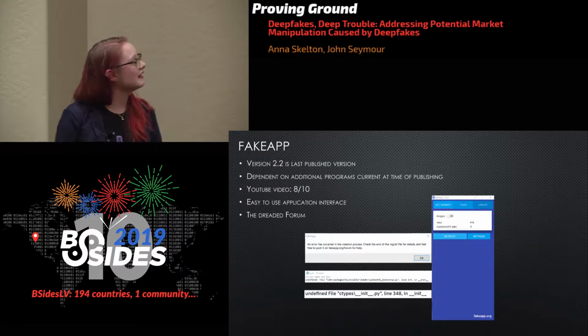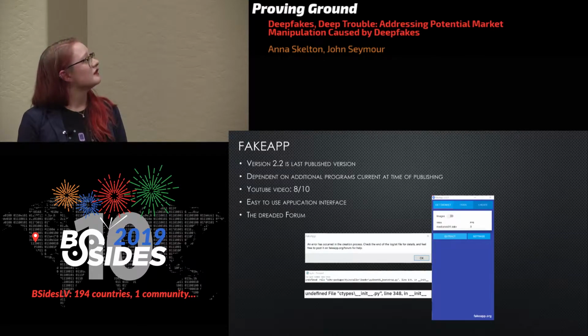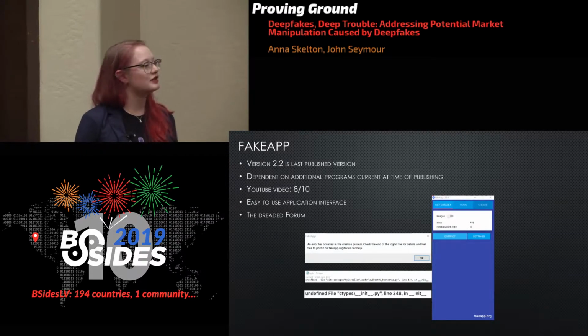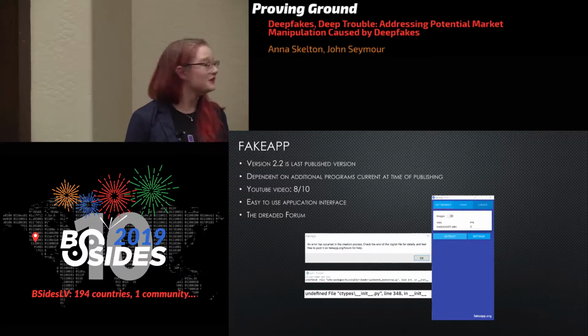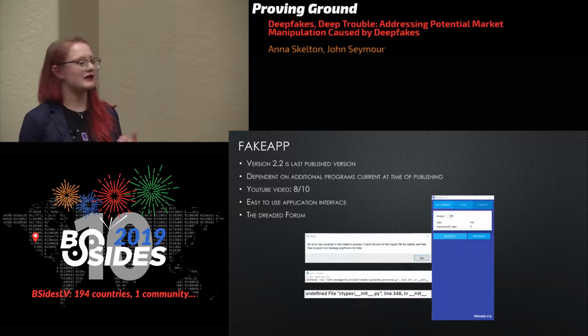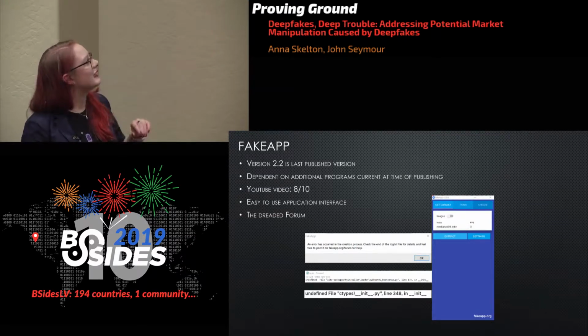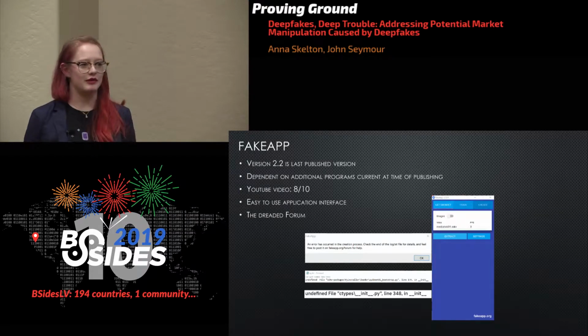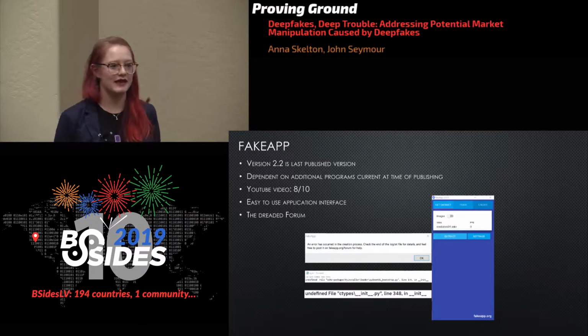Okay, so the other option is using FakeApp. FakeApp was taken down in February of this year. The last published version is version 2.2. The biggest issue that I ran into with FakeApp is mostly around the second point there. It's really dependent on the programs that were current at time of publishing. So it does have some significant dependencies.